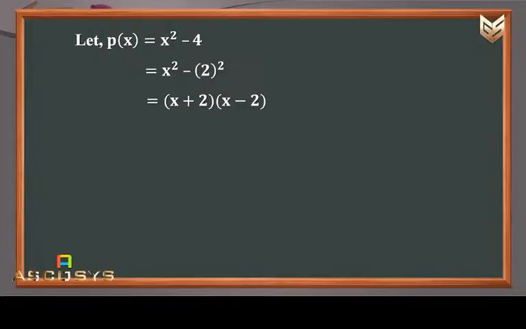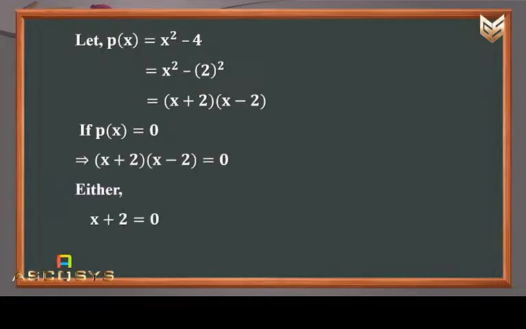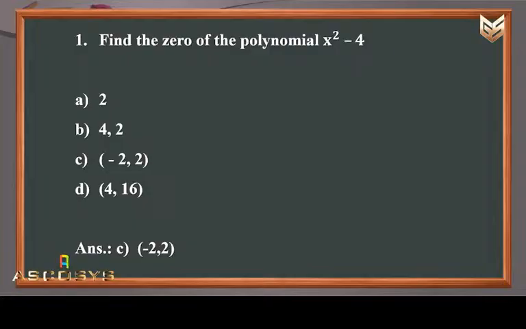Now for finding the zeros, we will take p(x) equal to 0. That means either we will have x plus 2 equal to 0, that means x is how much? Minus 2. Or we will have x minus 2 equal to 0, that means x equal to 2. So what are the zeros? Minus 2 and 2. So which one is the correct answer? The correct answer is minus 2 and plus 2. Okay, that means C is your correct answer.